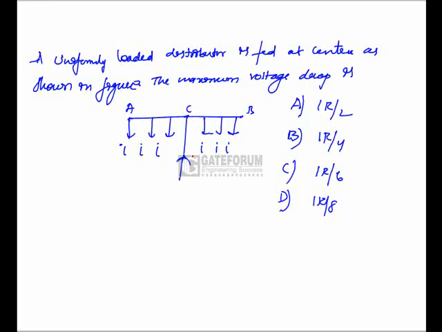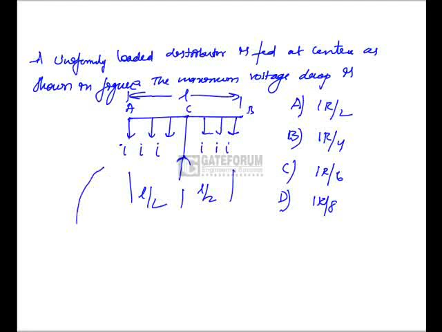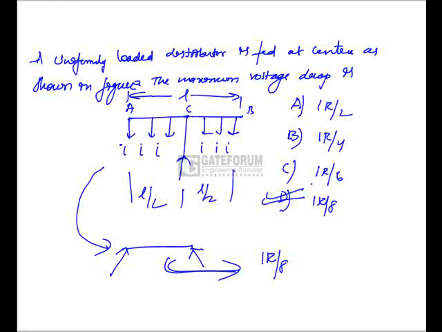A loaded distributor is fed at the center as shown in the figure. What is the maximum voltage drop? Let us take the total line length as L. The line length up to the center point C is L/2, and from there to the end is also L/2. This is a uniform loading. Uniform loading fed at the center is equal to concentrated loading fed at both ends. Now the maximum voltage drop for this one is IR/8. So option D is the correct answer.